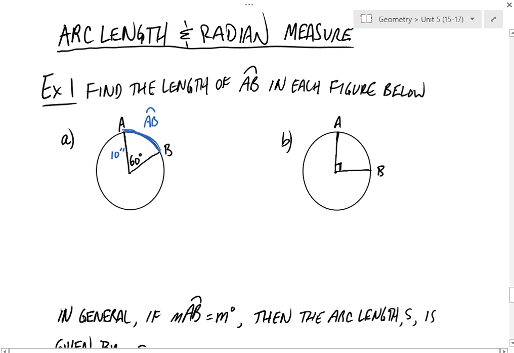Remember, circumference is the distance all the way around. If I walk all the way around a circle, that's circumference. Well, this is just a fraction of that. And we see that since this is a 60 degree angle, 60 compared to 360, that is 1/6. So the length of arc AB, we usually use the letter S for arc length. So S in this case is going to be 1/6 of the circumference.